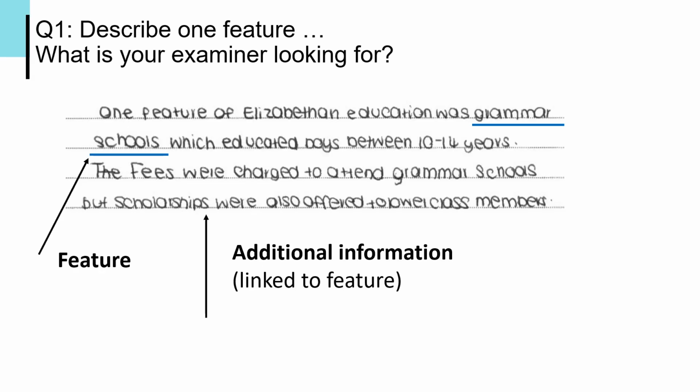Here we have an answer from a candidate that scored 2 marks. They have identified the feature of grammar schools, and they have followed this with additional information linked to grammar schools. There is a small error, for example, in the age ranges, but as there is further accurate additional information about grammar schools, the candidate was not penalised for this.